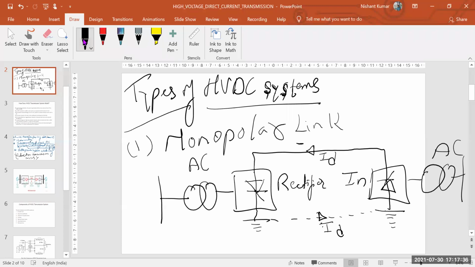The return path is your ground, or you could consider that the return conductor is this ground. And usually negative polarity is transferred. So it is very suitable for your submarine system, where sea water can be used as a return conductor. This structure is one kind.